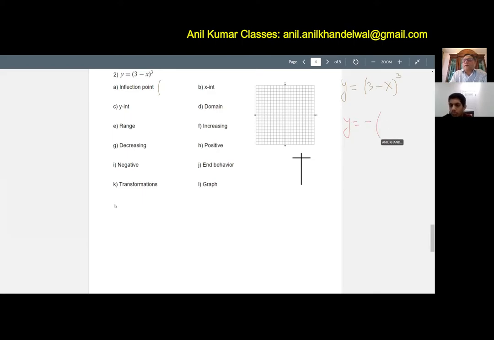And what you get here is, because minus 1 cube is minus 1, you get minus x minus 3 whole cube. Is that clear to you? So we could write it like this. Sometimes you may also write like this, within square brackets, minus outside, x minus 3 whole cube. So these are two ways you could write your equation.